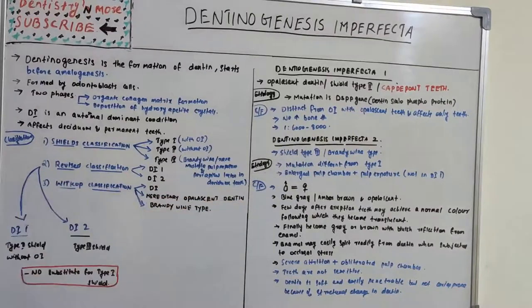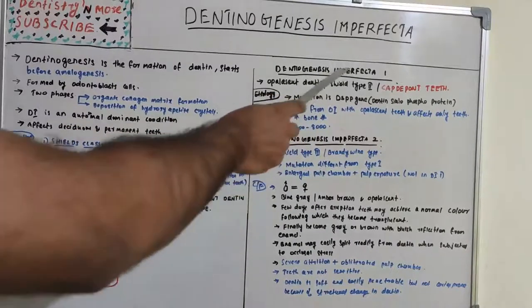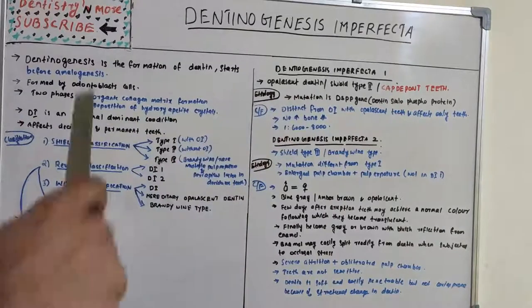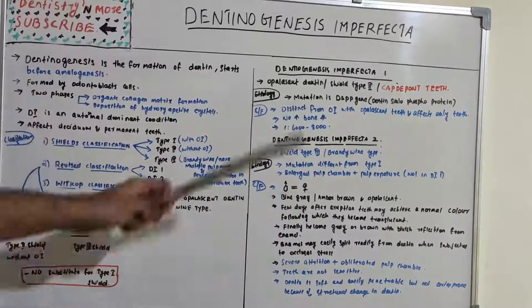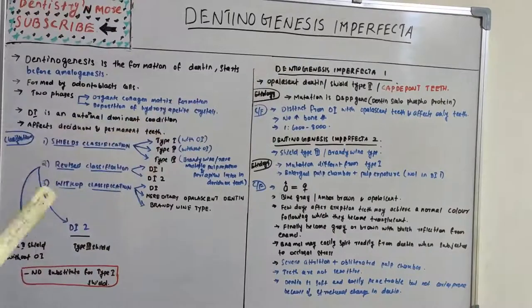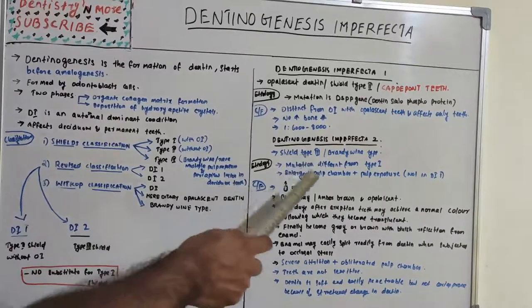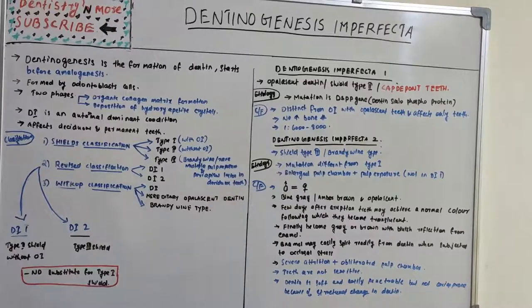or Brandywine type. The mutation is not the same as type 1, that is DSPP. It is different from dentinogenesis imperfecta 1. But the difference is there will be enlarged pulp chamber and pulp exposure, which is not present in type 1 of dentinogenesis imperfecta. In clinical features, the gender predilection is almost the same. Males and females are equally affected.